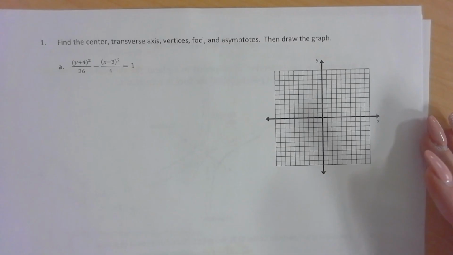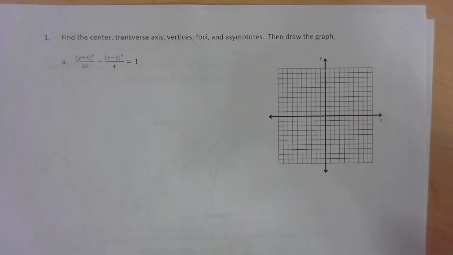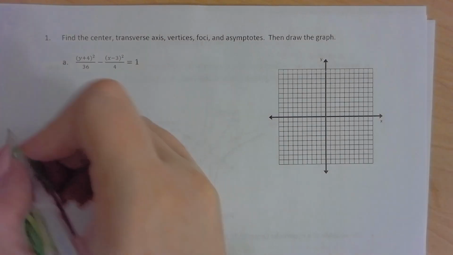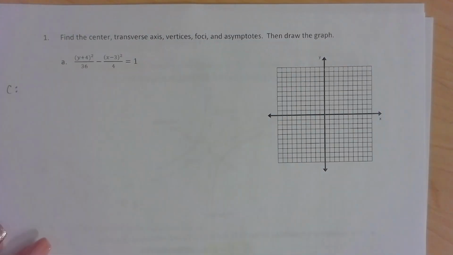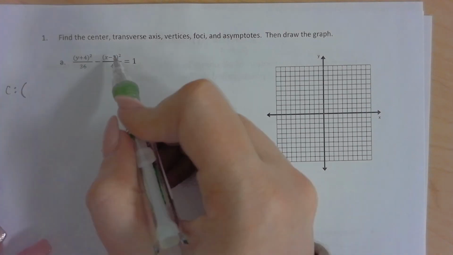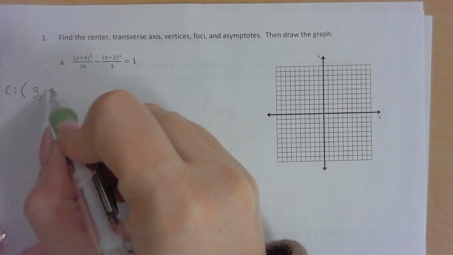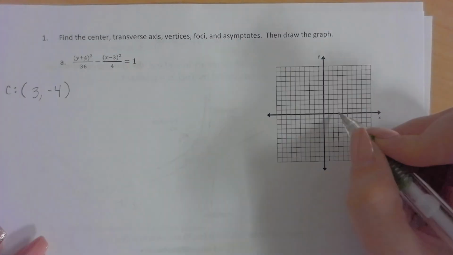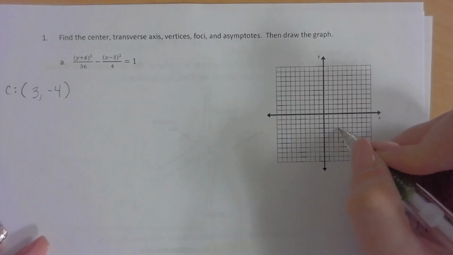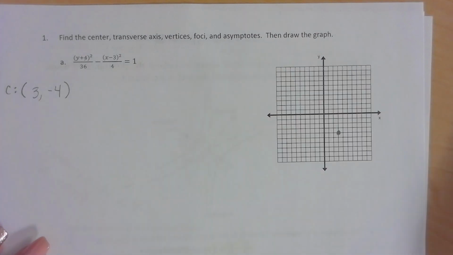All right, so the first problem, we want to find the center, the transverse axis, the vertices, and the foci, and the asymptote. So that's a lot of things we got to find. So let's start by finding the center. So the center here, x is always with x. So x here is going to be 3, comma, negative 4. So 3, negative 4.